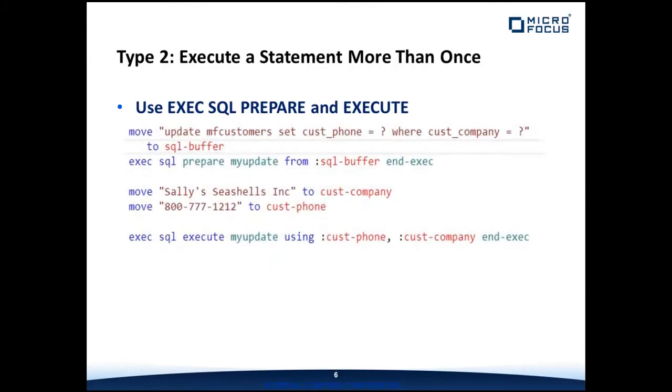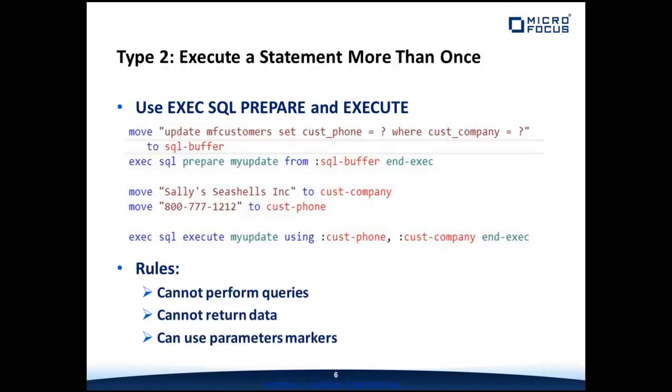Dynamic SQL statement type 2 uses EXEC SQL PREPARE to compile a SQL statement that may contain parameter markers. Once that statement is prepared, it can be run many times using the execute statement, and a different set of parameter data can be used each time. Again, certain rules apply. A type 2 statement using prepare and execute cannot perform queries that return data other than a SQL code result, so select statements are not supported. You can, however, use parameter markers in the statement and supply necessary host variable data when the statement is executed.